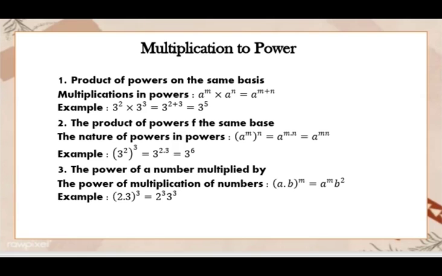Power of a product: a multiplied by b, in brackets, to the power of m equals a to the power of m multiplied by b to the power of m. Example: 2 multiplied by 3, in brackets, cubed equals 2 cubed multiplied by 3 cubed.